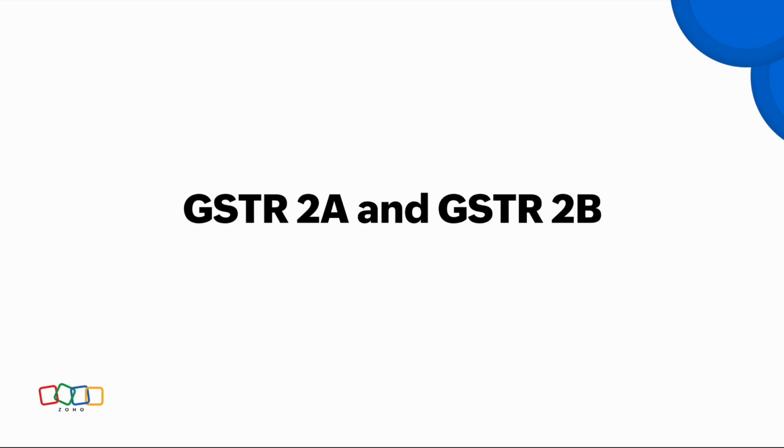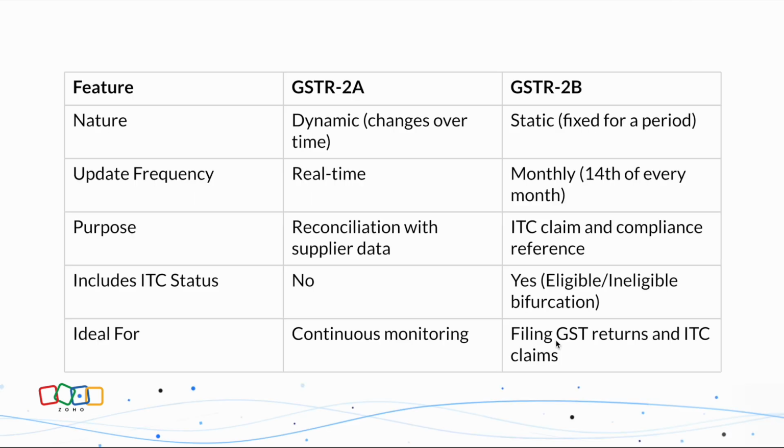Whereas GSTR 2B is an auto-drafted ITC statement generated for every taxpayer on the basis of the information furnished by your supplier in GSTR 1. The major differences between GSTR 2A and 2B is that GSTR 2A is a dynamic return that constantly updates when invoices are uploaded by the supplier, whereas GSTR 2B is a static return that is updated every month.